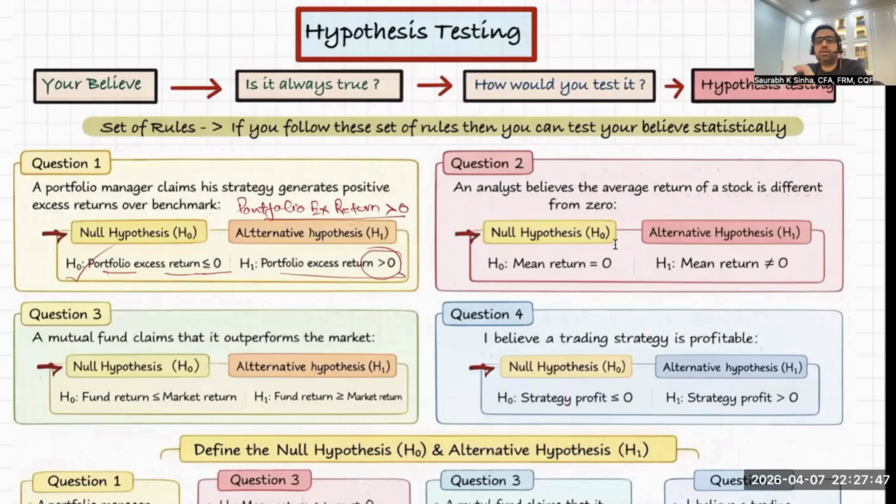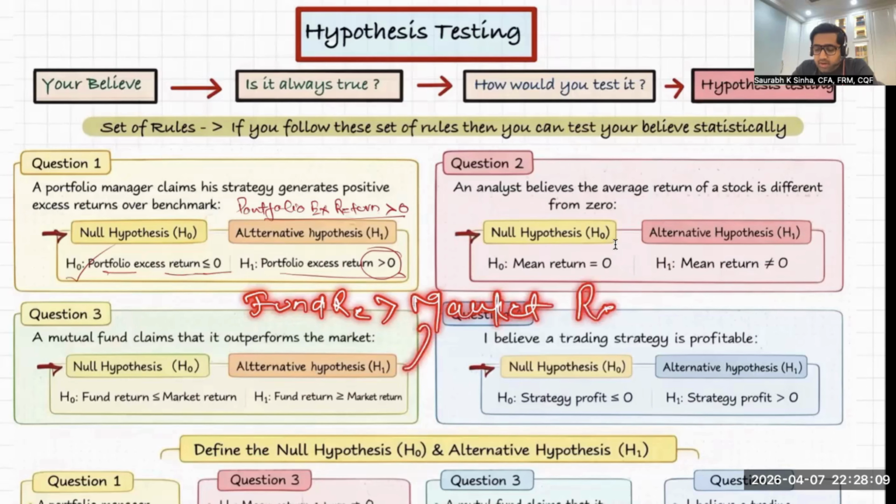Okay, let's read question number 3. A mutual fund claims that it outperforms the market. So, what does outperform mean? It simply means that the mutual fund return is greater than the market return. That becomes your alternate hypothesis.